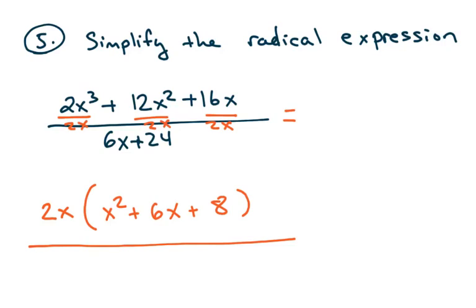And I'm going to do the same thing on the bottom. Now on the bottom, both of these are divisible by 6. So we're going to put a 6, and it's going to factor out to x plus 4.